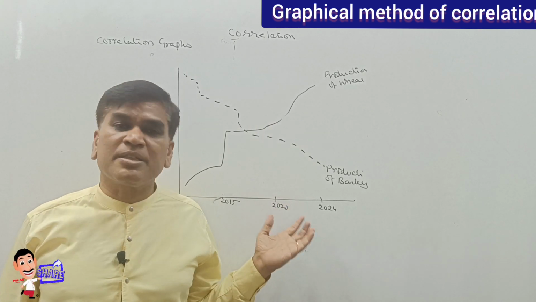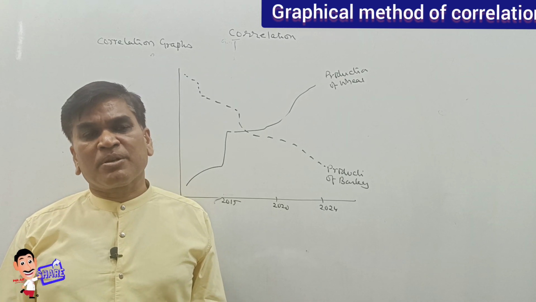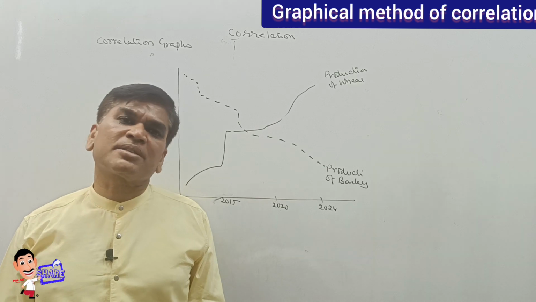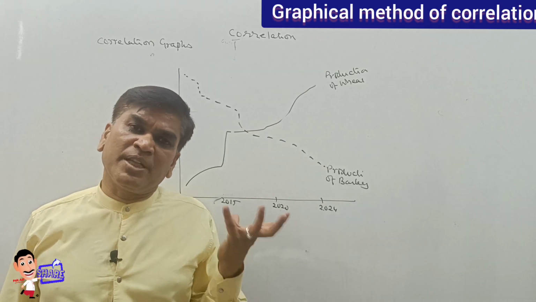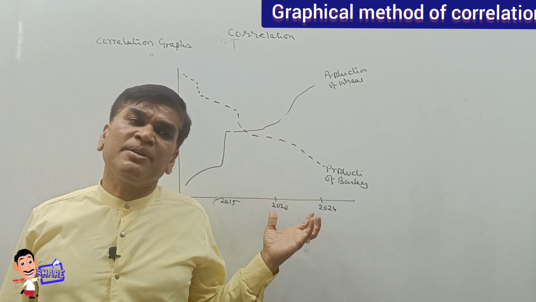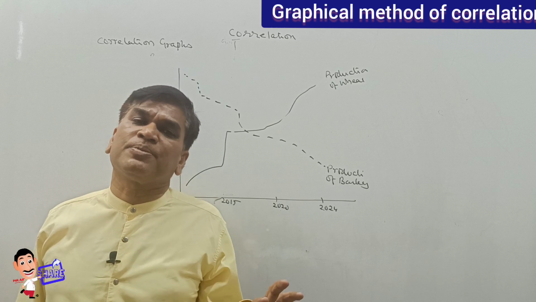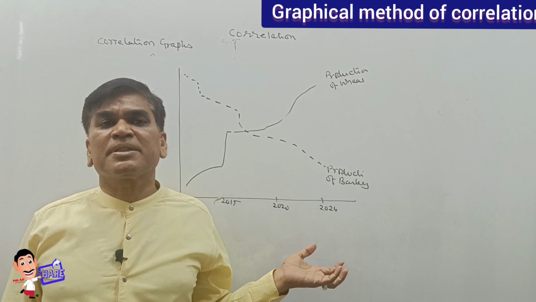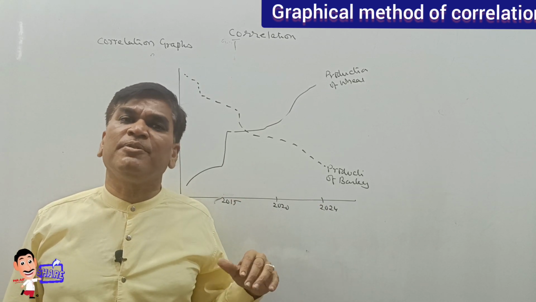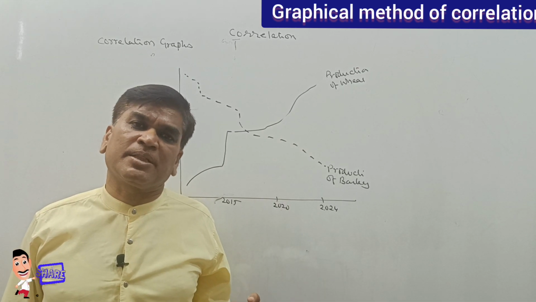I think this method is not so important, because in the correlation chapter, two methods are more important, and we will study those two in depth. I have just given a picture of the graphical method for your knowledge. Otherwise, the Karl Pearson and rank methods are important, and we will have more exercises on the Karl Pearson and rank correlation methods. Thank you.